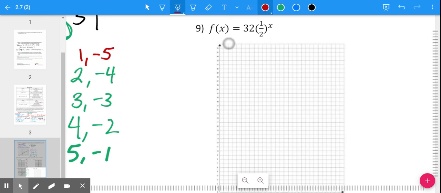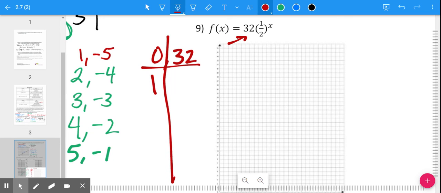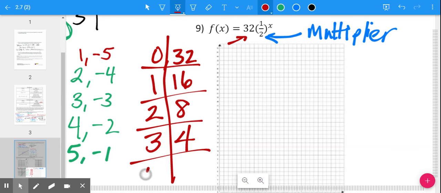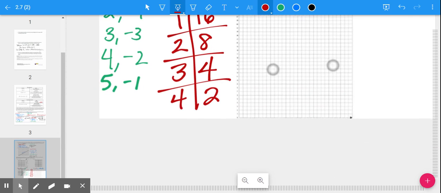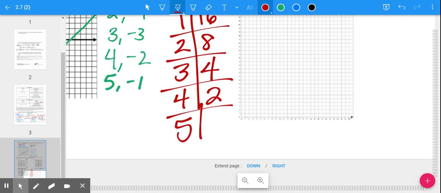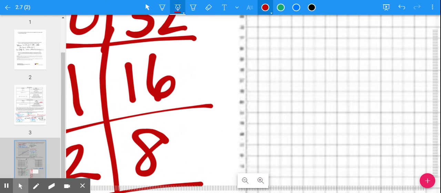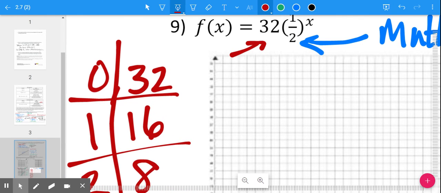So the last one. We know our y-intercept is 32. So that's our 0 amount is at 32. And then our multiplier is half. So each time we're cutting this in half. So half of 32 is 16. Half of 16 is 8. Half of 8 is 4. Half of 4 is 2. And half of 2 is 1. And then you can keep going from there if you'd like and connect those dots because there is no context.